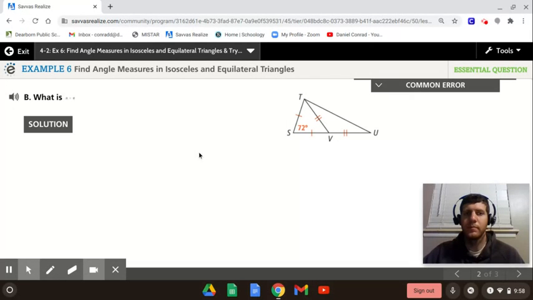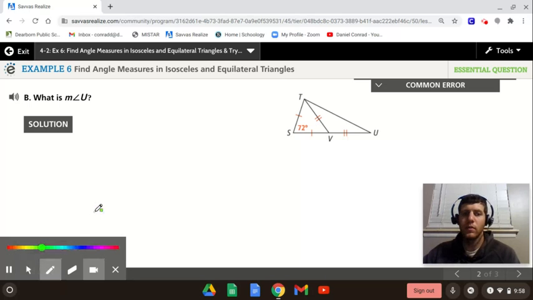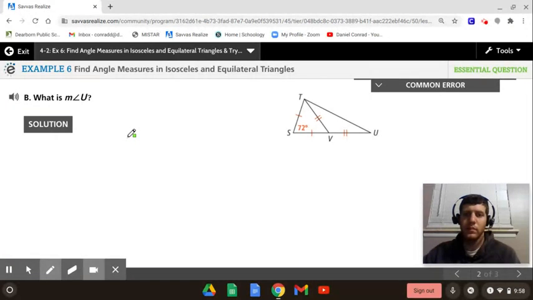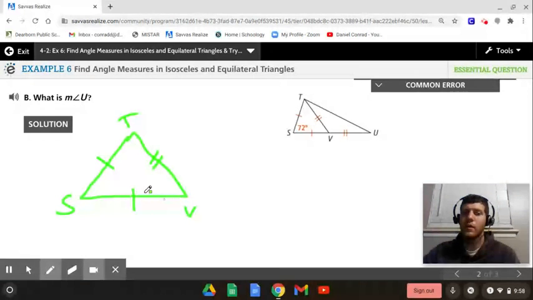B here. Okay, so they're asking us what's the measure of angle U, which is this one over here. And we have basically two isosceles triangles. So again, I'm going to draw it bigger here so we can see it. So let's look at our first triangle. So we have STV, T and V. Okay, they're telling us this angle here is 72.